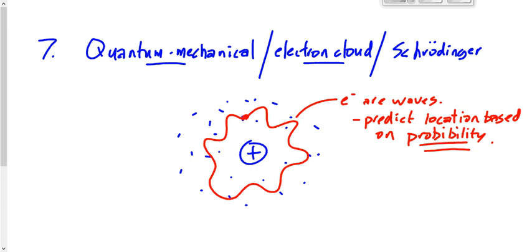I think probability is still wrong. Is it prob A? Is it A? It's not A. It's A.